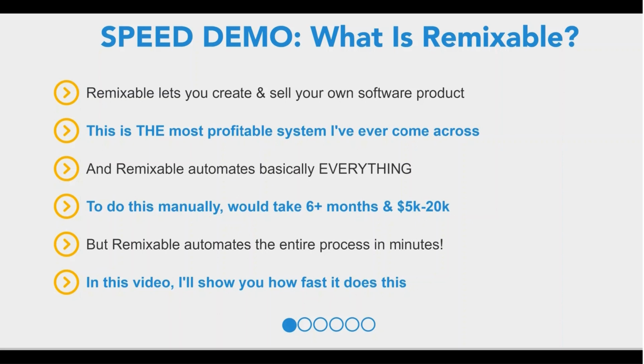And Remixable basically automates the entire process. Now, to do what I'm about to demonstrate manually would take you over 6 months. And when you include the building of the software, the copywriting, and of course the software development, it would probably cost you somewhere in the range of between $5,000 and $20,000. But Remixable basically does the whole thing and automates the entire process in just a few minutes.